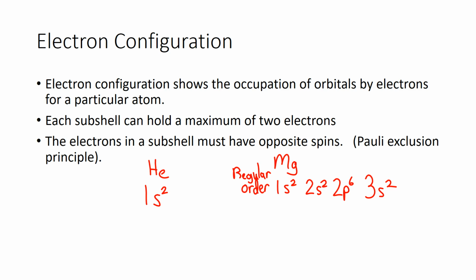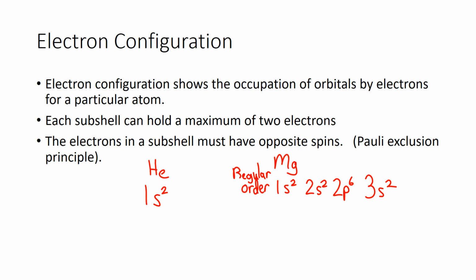It tells me I have 2 electrons on the 1st energy level. It tells me I have 8 electrons on the 2nd energy level and 2 on the 3rd. And it tells me exactly where to expect them. All right. So we call that configuration a regular order configuration.